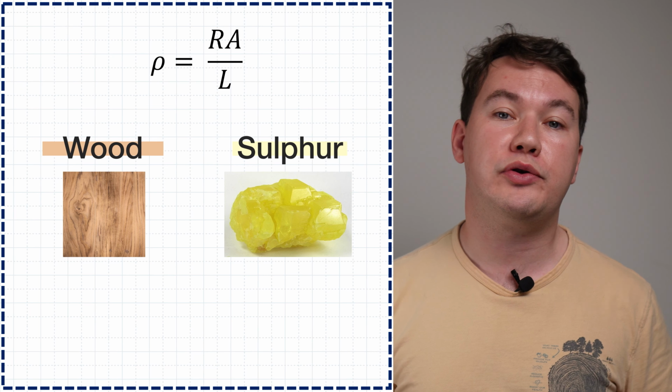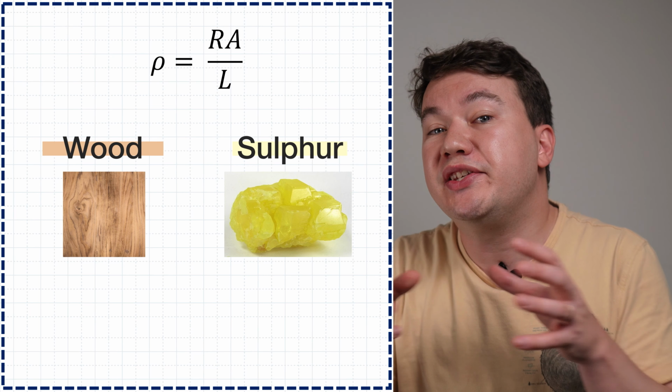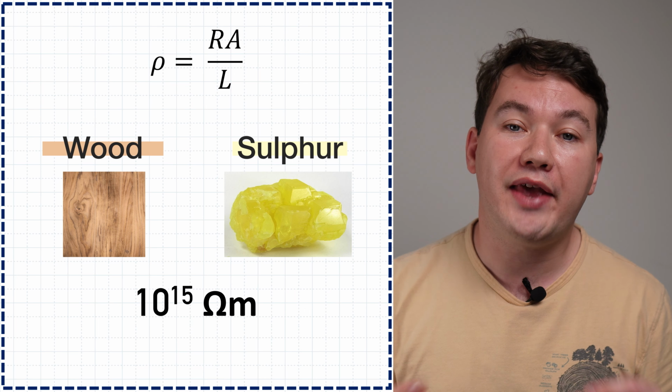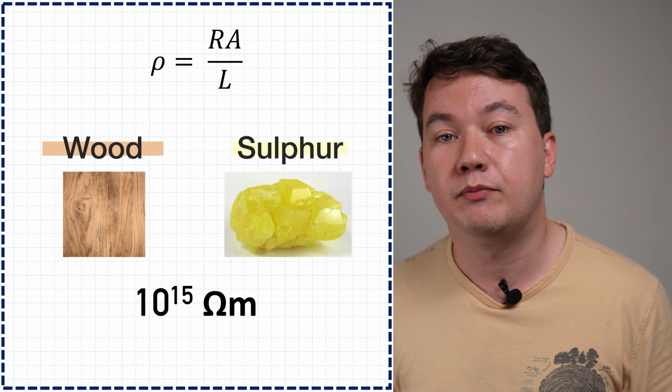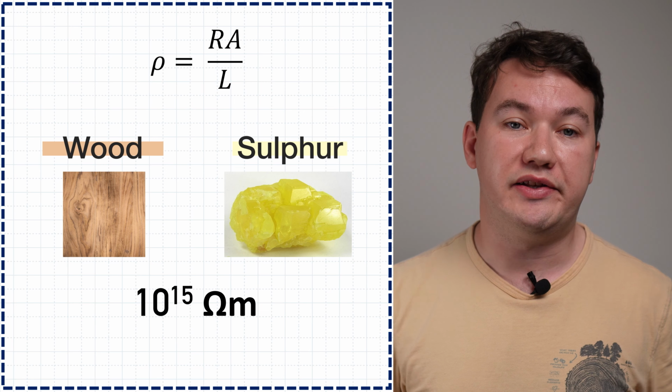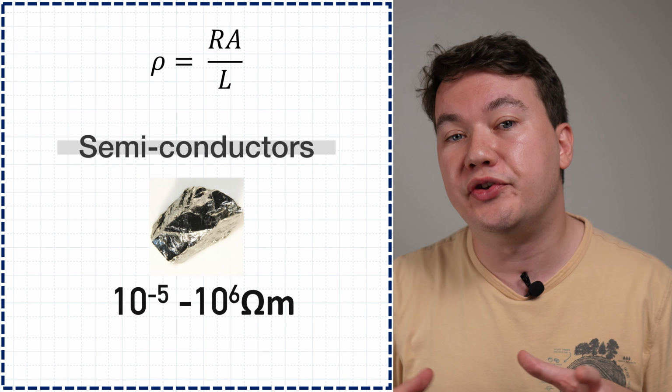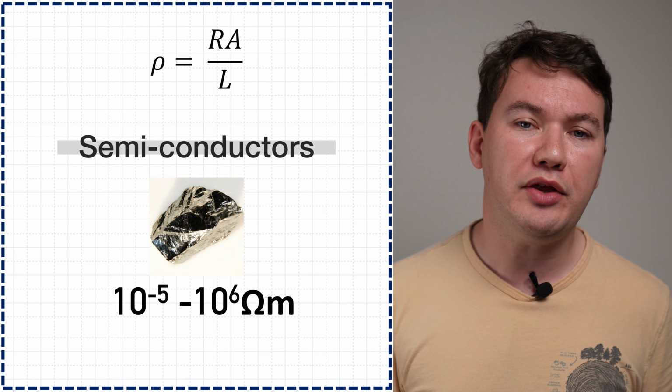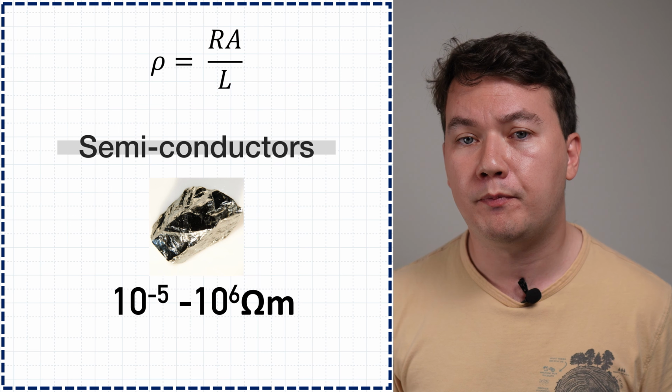An insulator like wood or sulfur, on the other hand, would have a resistivity on the order of 10 to the 15 ohm meters. There are also some materials in the middle of this range called the semiconductors, and these will be the topic in a future video.